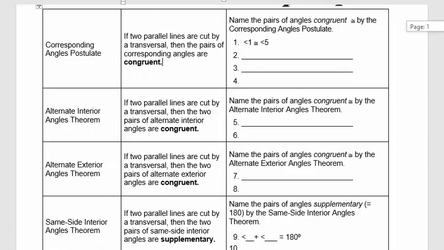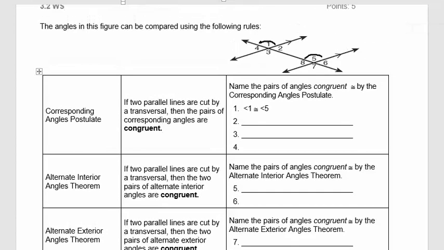Now the second one that we're learning about is the alternate interior angles theorem. That says if two parallel lines are cut by a transversal, then the two pairs of alternate interior angles are congruent. Now interior means that they are going to be between the pairs of parallel lines, here are the parallel lines, and on opposite sides of the transversal. So one would be angle 2 and angle 8. And you would write that angle 2 is congruent to angle 8.